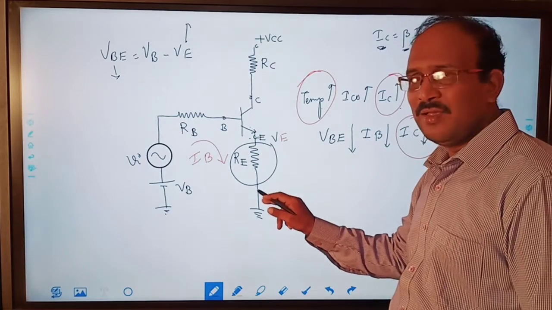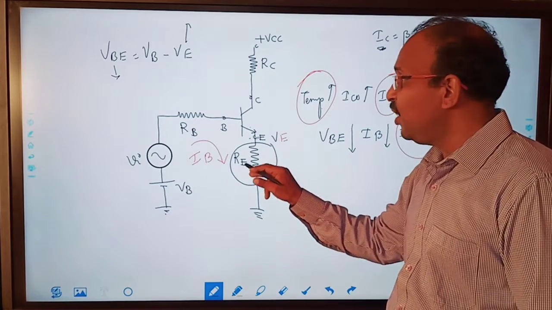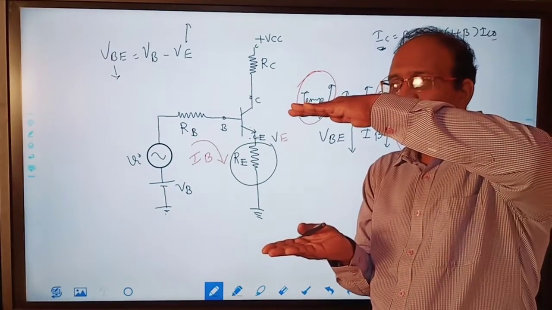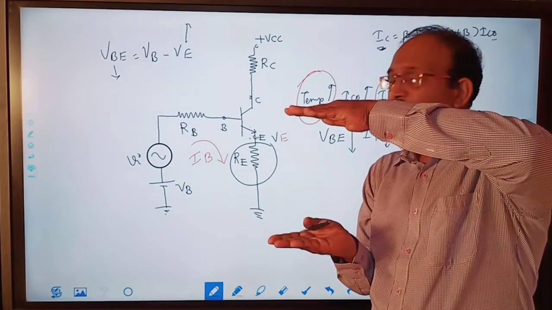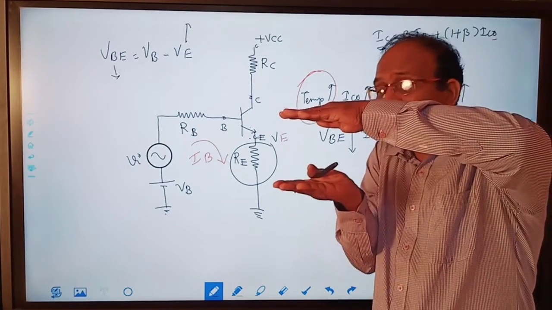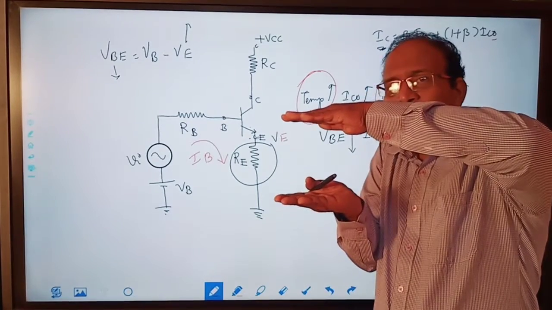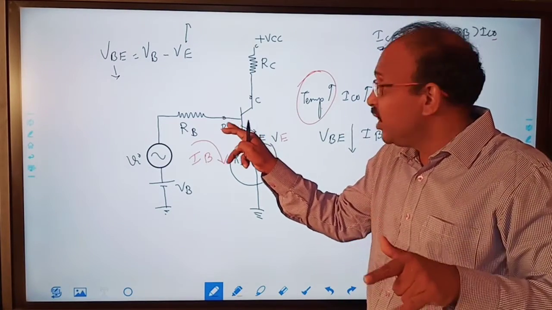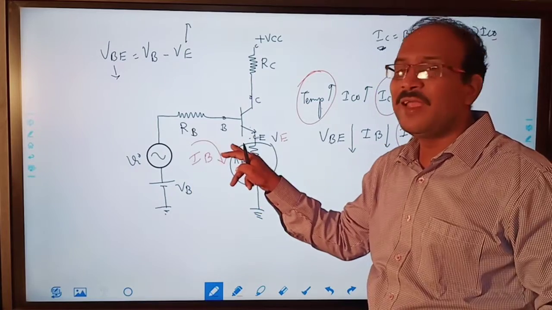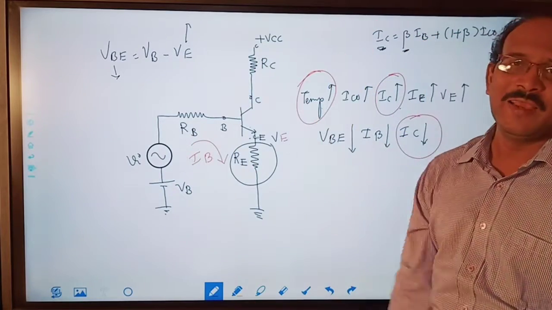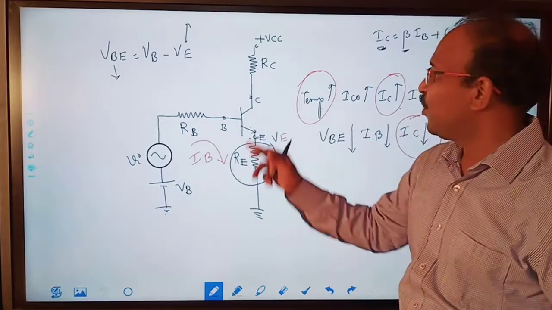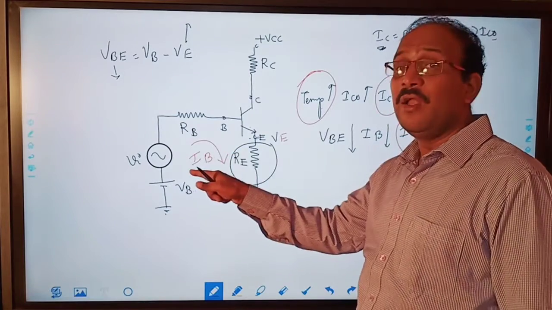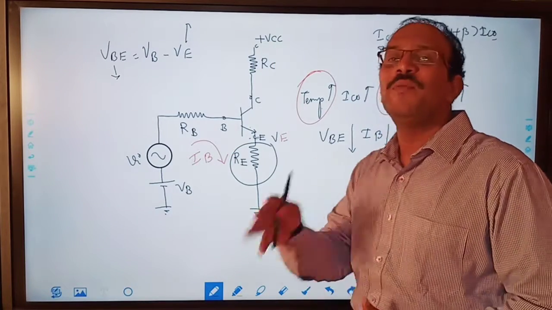But if IC increases, the drop will increase, which will decrease the VBE. This is at the base level, this is at the emitter level. What is the gap? The base to emitter voltage is the gap. Now if IC increases, VE increases. What is the gap? The gap decreases. This base to emitter voltage gap decreases. If the base to emitter voltage decreases, IB will decrease. If IB decreases, of course IC will decrease, because IC and IB have a direct relation: IC is equal to beta times IB. So like this the corrective action is taken from the input side. Whatever change is in the output side is corrected from the input side.